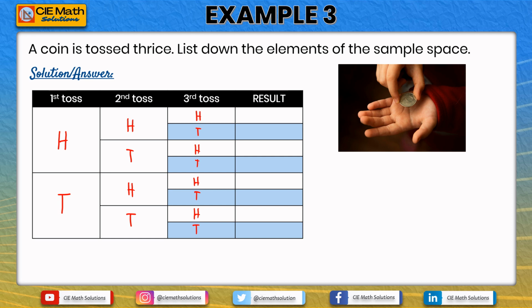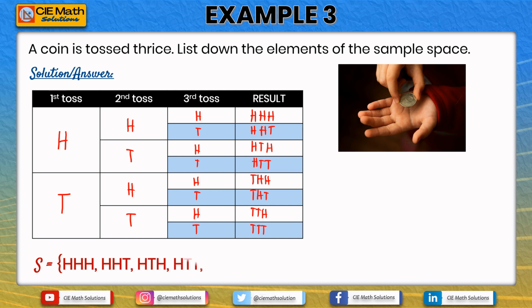The results then will have head, head, head for the first one, head, head, tail for the second one, head, tail, head for the third, head, tail, tail for the fourth. We have tail, head, head, tail, head, tail, tail, tail, head, and tail, tail, tail. If you write down the elements of the sample space, these will be head, head, head, head, head, tail, head, tail, head, head, tail, tail, tail, head, head, tail, head, tail, tail, tail, head, and tail, tail, tail.